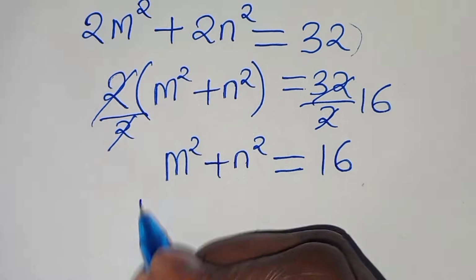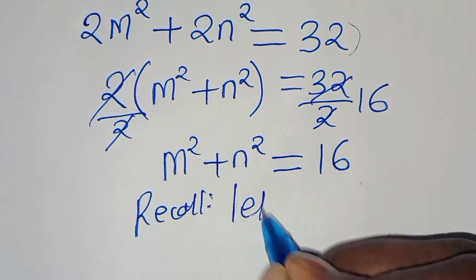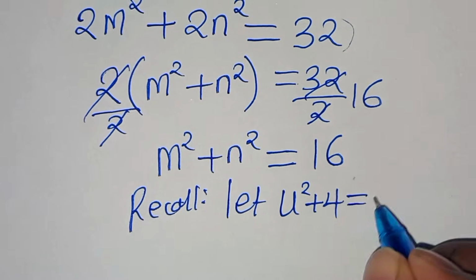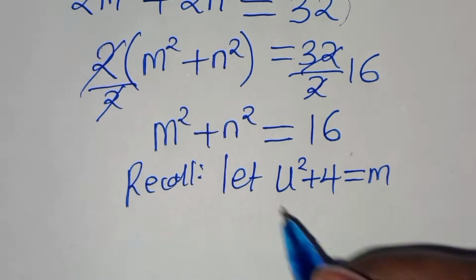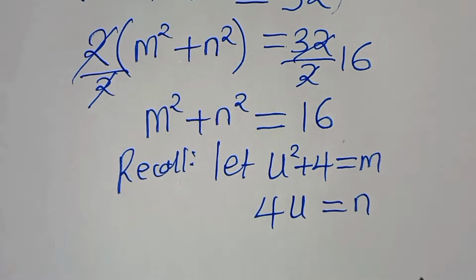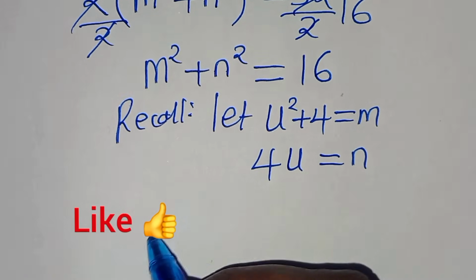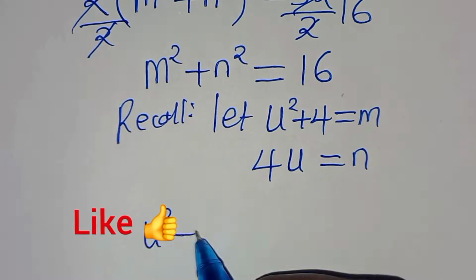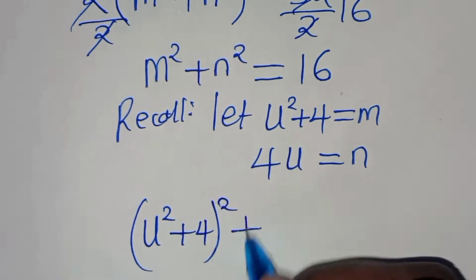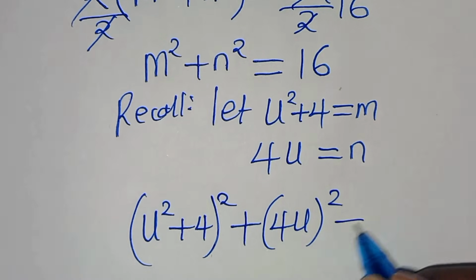Now, if you recall, we are saying that let u^2 + 4 be equal to m, and that 4u be equal to n. Now let's substitute this into this equation here. So we have (u^2 + 4)^2 plus (4u)^2. This is equal to 16.